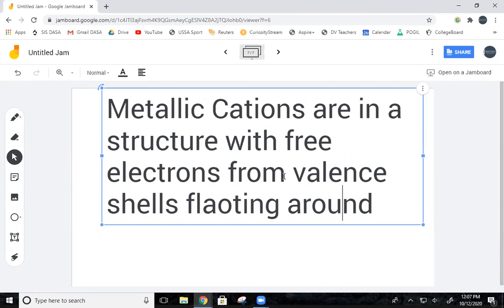Floating, there we go. And again, it's not really like floating, right? Electrons aren't so much, they're just kind of zipping around, doing whatever they want to do.